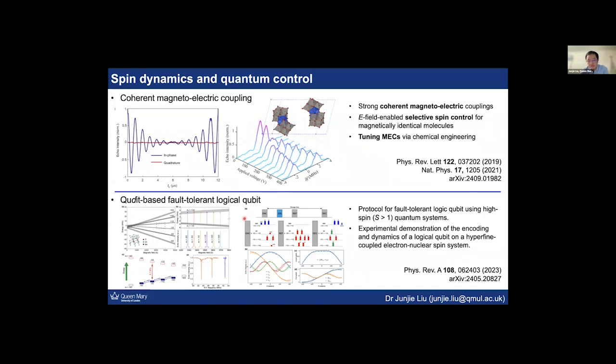Using hyperfine-coupled electron and nuclear spin systems, we have developed protocols, and we demonstrated in experiment the encoding process of this kind of logical qubit, and we can measure the spin dynamics of the logical qubit. Here I listed some of our published research results, including some preprints. If you're interested, we can talk in more detail, and I would be very happy to establish more collaborations both within the UK and with Japan. Thank you very much.